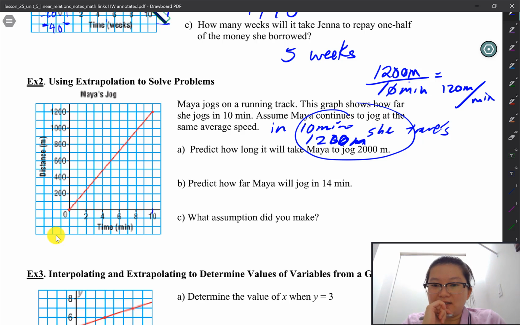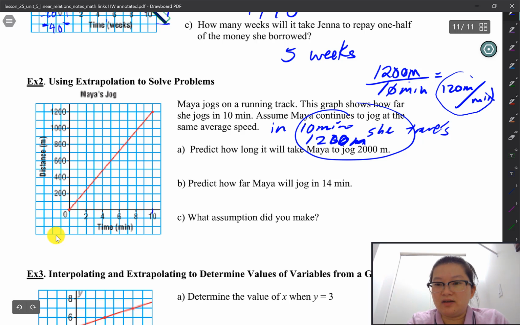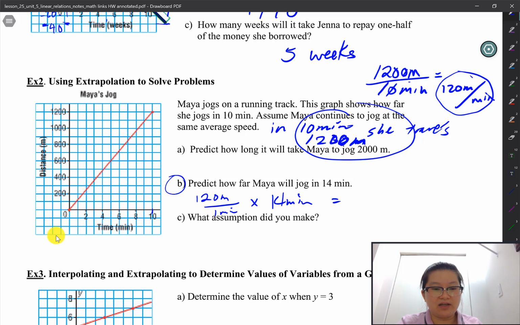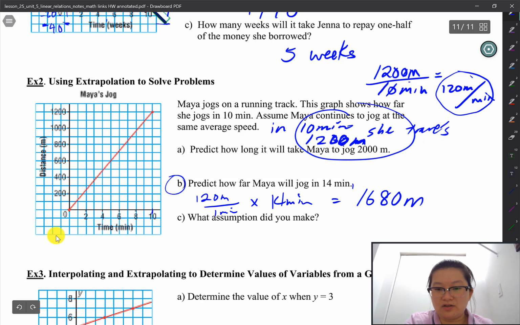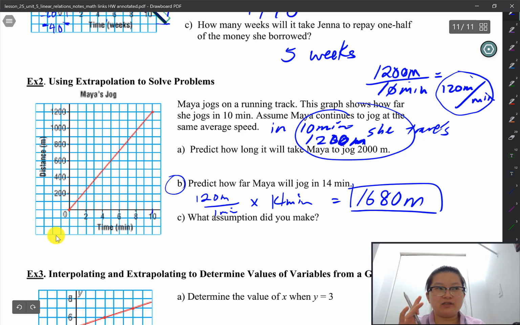Okay, this is interesting because I can then use this to maybe first of all answer question B. Okay, it's because I need to find how far she travels in 14 minutes. If she travels 120 meters in 1 minute, that means to find out how much she travels in 14 minutes, I have to multiply my distance of 120 by 14 minutes. And I am going to get 1,680 meters.